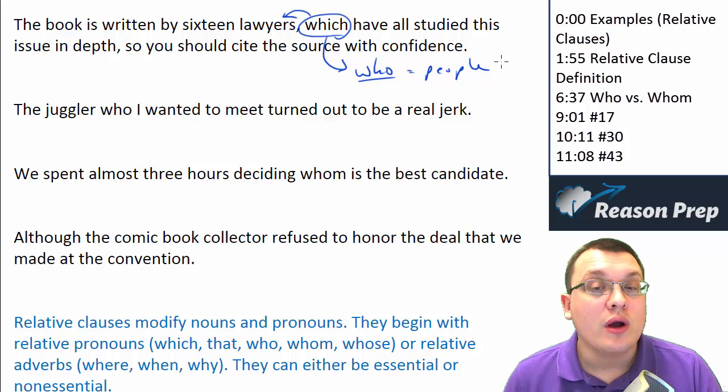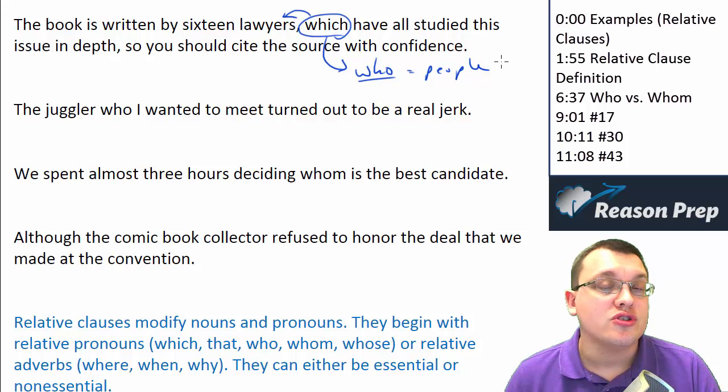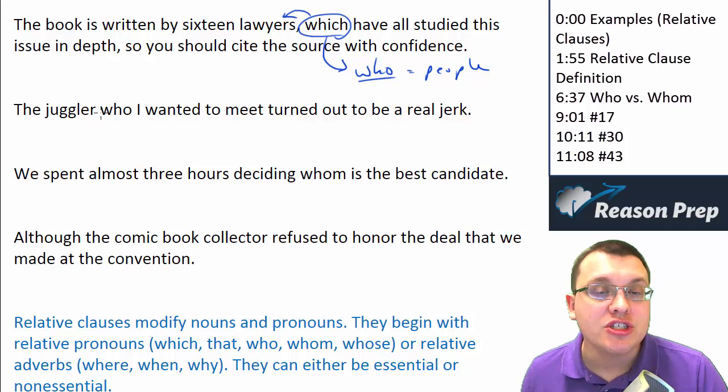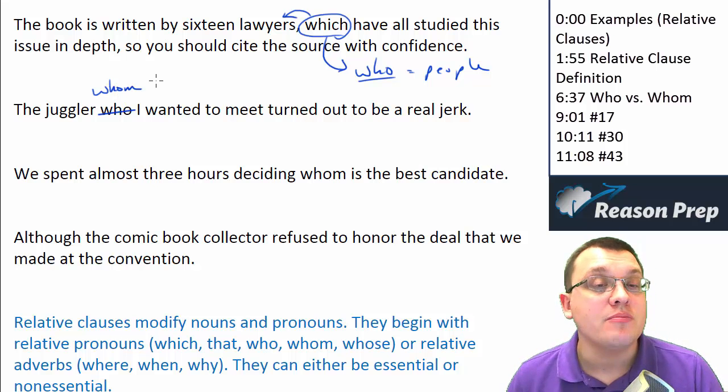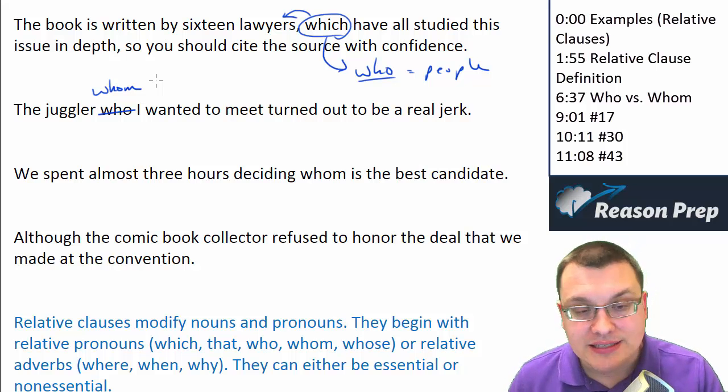The juggler who I wanted to meet turned out to be a real jerk. So what's going on with this one? The juggler who I wanted to meet turned out to be a real jerk. This one's a bit subtle, but it actually should end up being the juggler whom I wanted to meet. Who, sure, it's referring to a person, but we have to use the whom form in this case, and I'll explain why in a second.